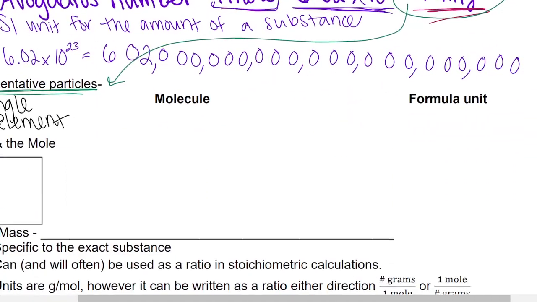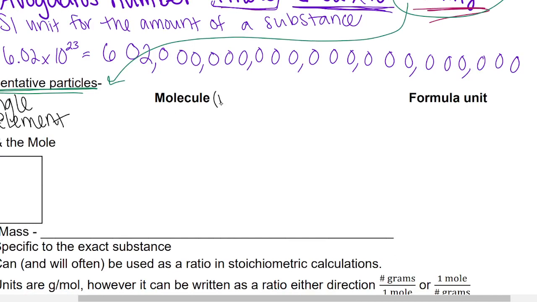Then a molecule. Remember, we abbreviate molecule as MC. A molecule is a covalent compound. What does covalent mean? Or what type of compound would be covalent? Two nonmetals, perfect. So nonmetals only.